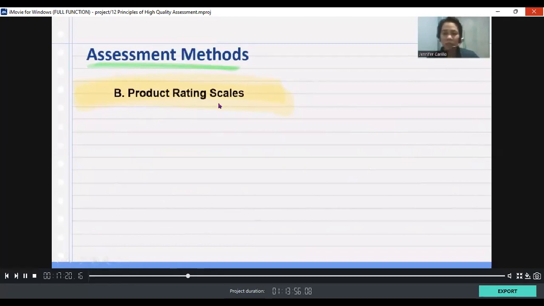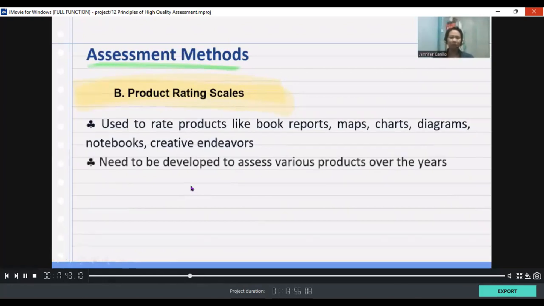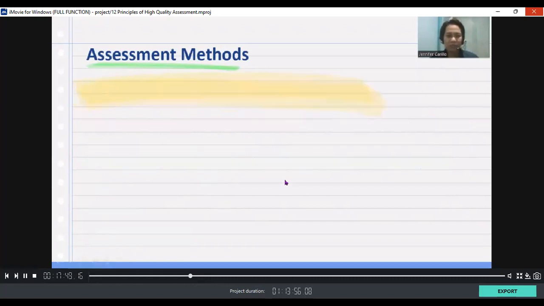So it is good. You can use this if you want to assess the project of the students. So projects like book reports, maps, charts, diagrams, notebook, creative endeavors, mga videos, mga demonstration, mga diorama, story, poem. So it needs to be developed to assess various products over the years. Okay?